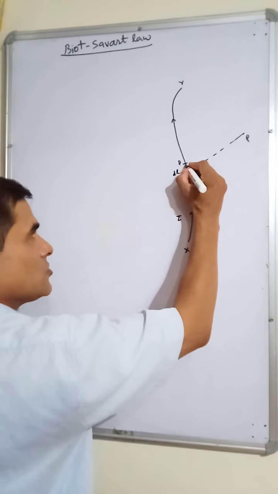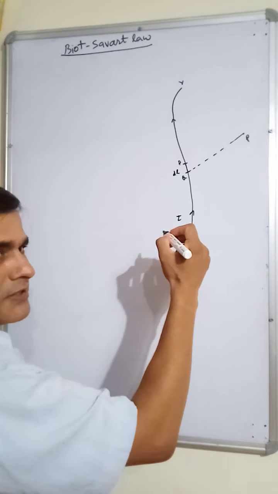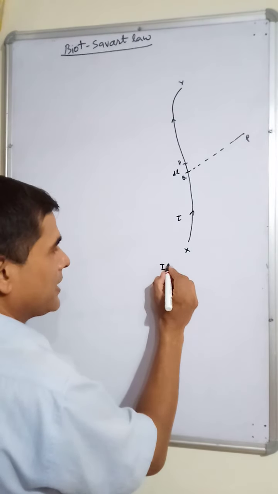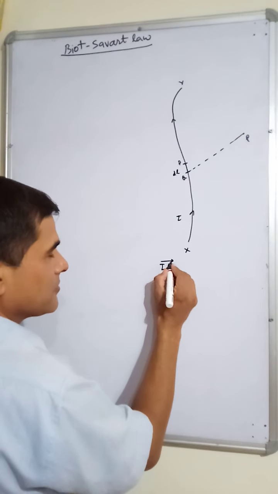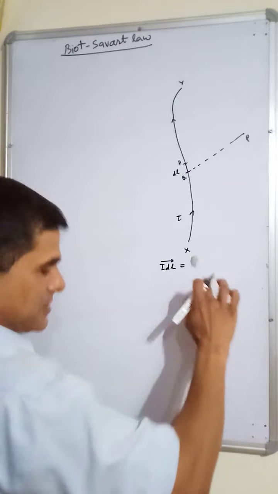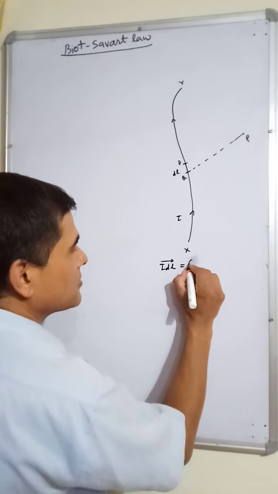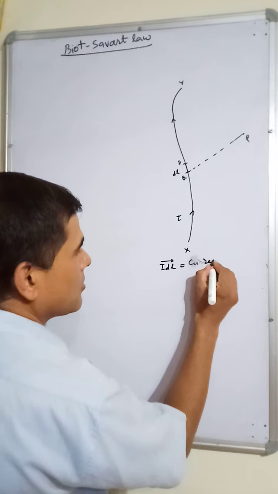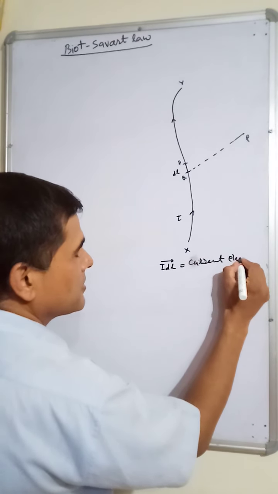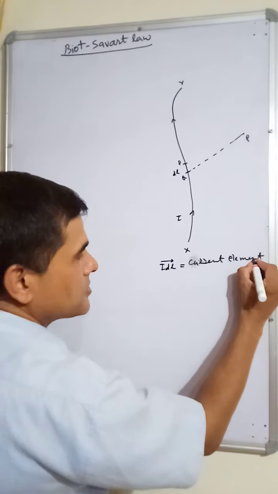Okay, so we make it a vector. dl is not a vector by itself, but when we take I and dl together, then it is called I dl. When we take them together, it is a vector. It is called a current element.